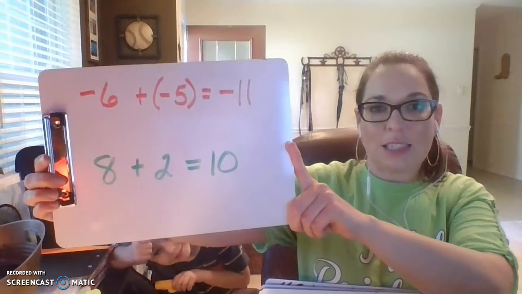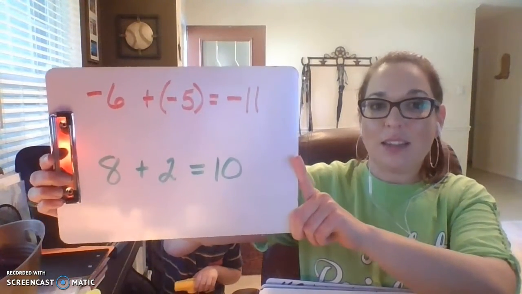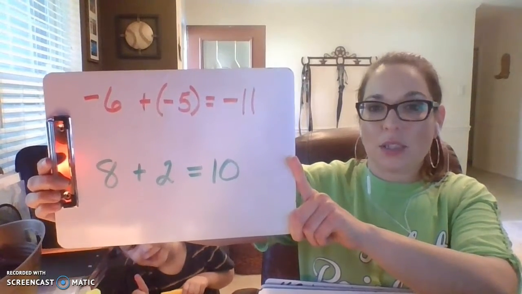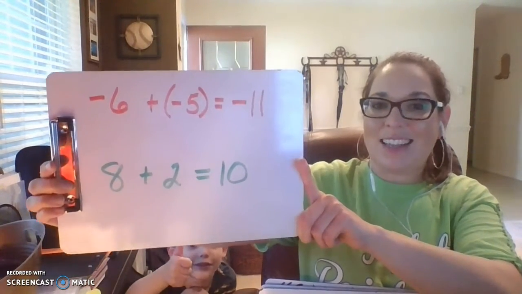So negative 6 plus negative 5, 6 plus 5 is 11, and because they're both negative, it's negative 11. 8 plus 2 equals 10. Because 8 and 2 are both positive, 10 is positive.